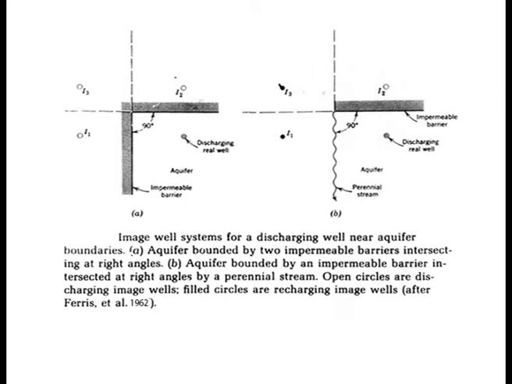In another diagram you see there is a river, a perennial river, that is a recharge boundary, and it is perpendicular to the impermeable boundary. Here a real discharge well is shown in the figure. Opposite to this there is an image discharging well I2, and opposite to that there are two recharging wells I1 and I3. So three more wells are required for this situation. Previously, three image wells were required. Now another situation is there.